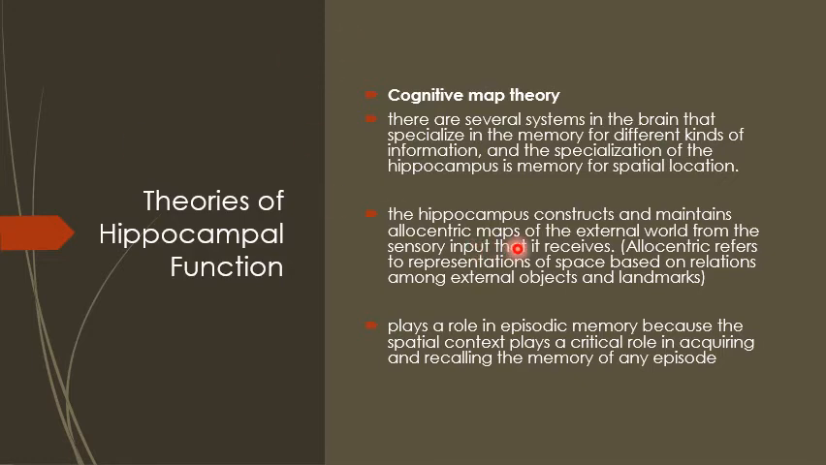The hippocampus also constructs and maintains allocentric maps of the external world from the sensory input that it receives. Allocentric means representations of space based on relations among external objects and landmarks. So it seems like a mental schema of our external environment. That is the function of the hippocampus.